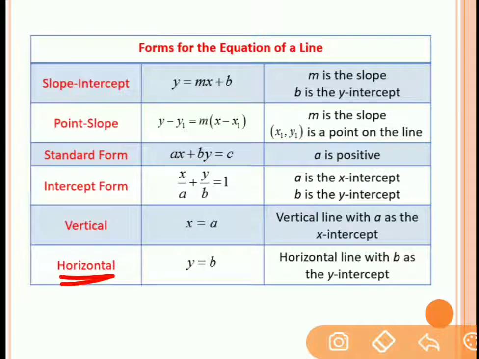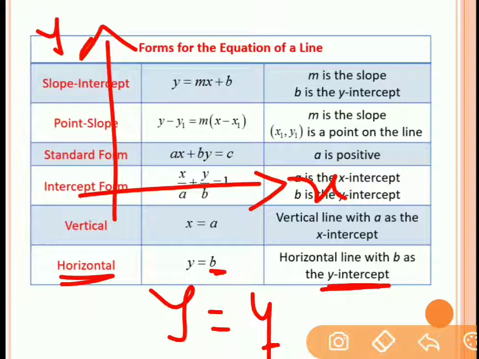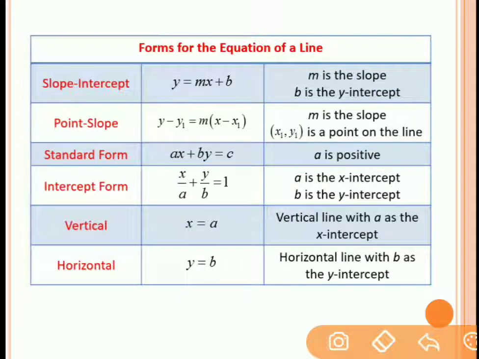Now let's move to the horizontal line. Consider the Cartesian coordinate system xy. You have to plot the line y is equal to 4. y is equal to 4 means what? b is equal to 4, and this b represents the y-intercept. It means this line is a horizontal line, and it will cross the y-axis at 0, 4. Understood? So this is the summary of equations of a line which you need to remember for competitive exams.